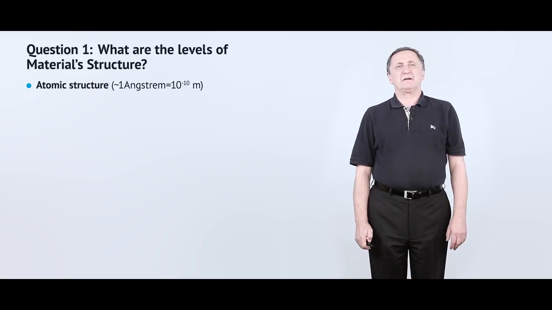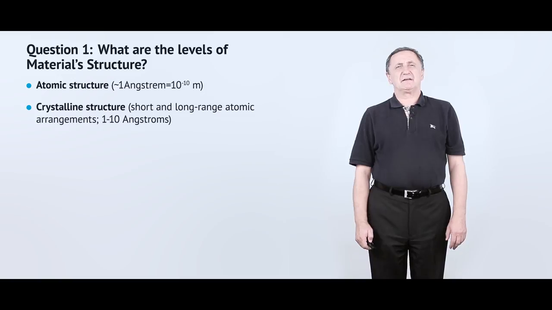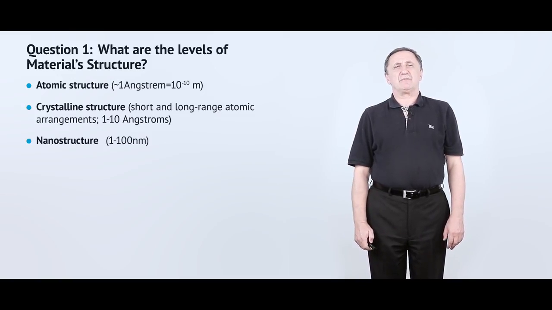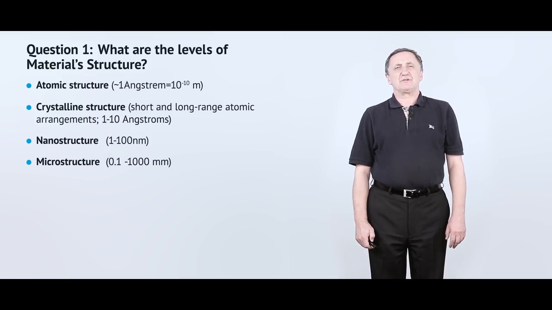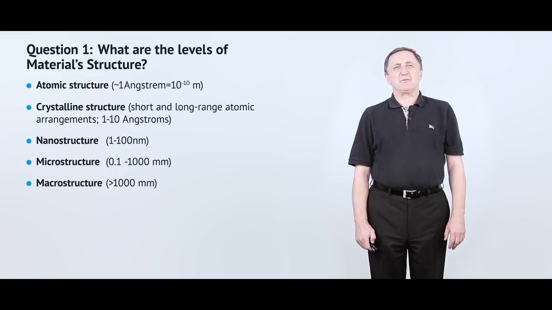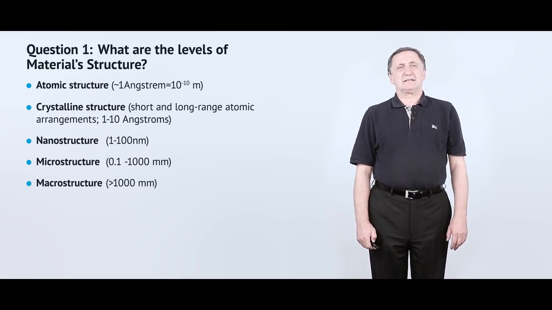And if you remember, we talked about atomic structure when the scale is on the order of 1 angstrom. And now we are talking about the crystalline structure, which is on the order of, let's say, 10 angstroms. In some sense, we are in the scale of the nanostructure of the material.